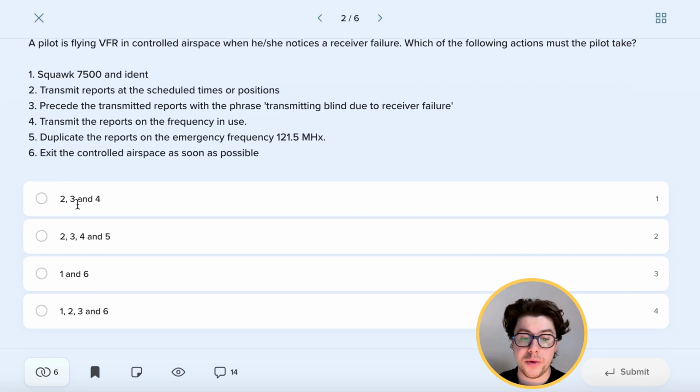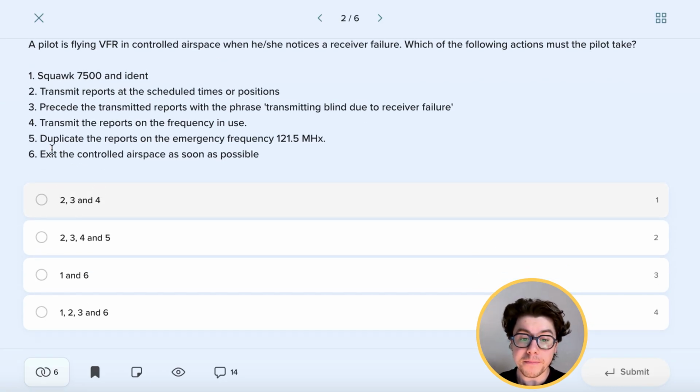And just like this, we have already excluded 2 answers, 2 and 3 correct. Now we have to figure out whether 5 was right, as 4 is in both A and B. Of course, transmit the reports on the frequency in use. Absolutely, there is nothing to add here.